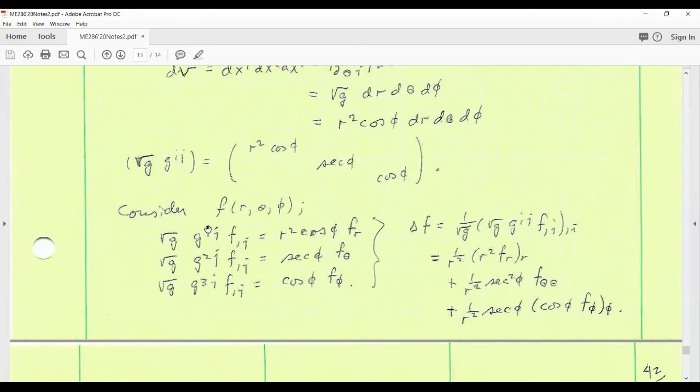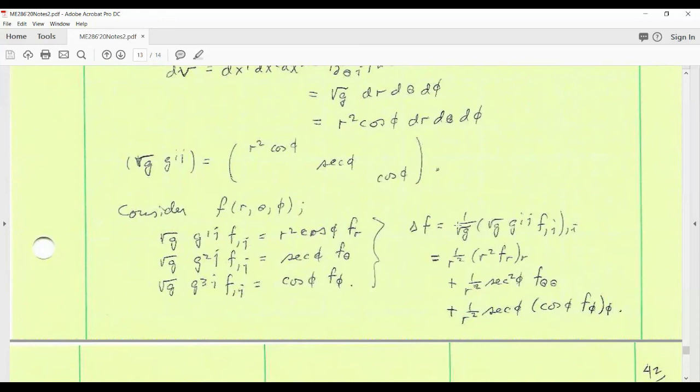Sum on j, because this matrix is diagonal, this sum, for example, will just be g11 f comma 1, which is the r derivative of f times the 1, 1 entry, r squared cosine phi. Likewise, this gives only a g22 f comma 2, which is a theta derivative, g33 f comma 3 in this case, which is a phi derivative. In a non-orthogonal system, we will have 3 terms on the right-hand side instead of just 1, in general.